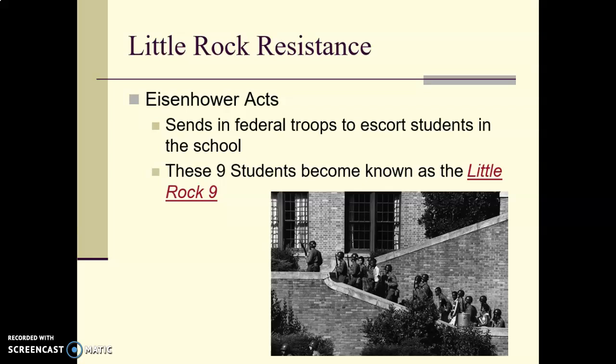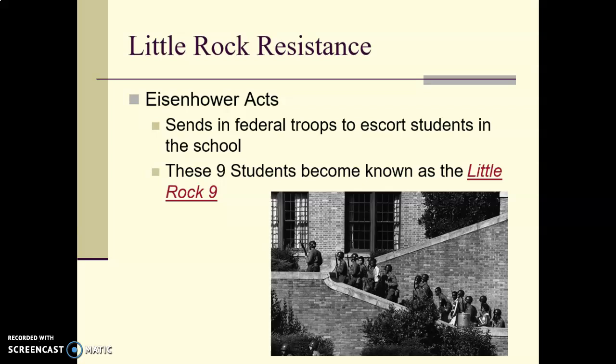And I'll put a documentary about the experience of these 9 students, which you can see linked there. I'll put the video up on Canvas. All right, but these 9 students were known as the Little Rock 9, and their experiences definitely were there. Like, they were harassed every day. They were not welcomed. But these students continue to persevere.